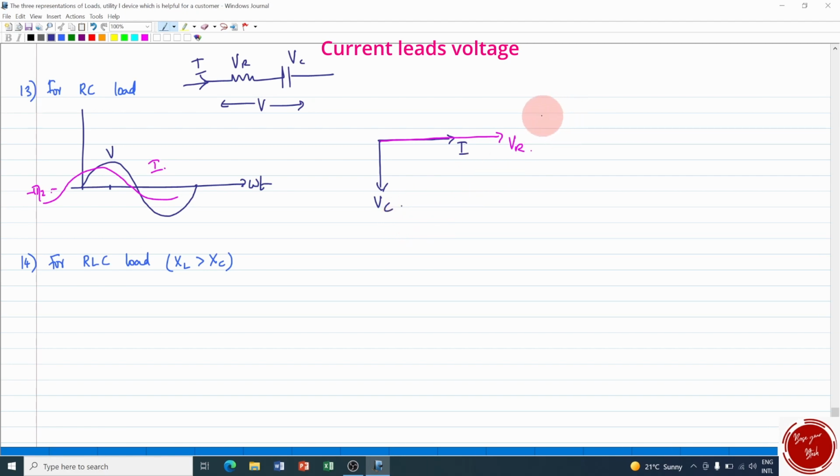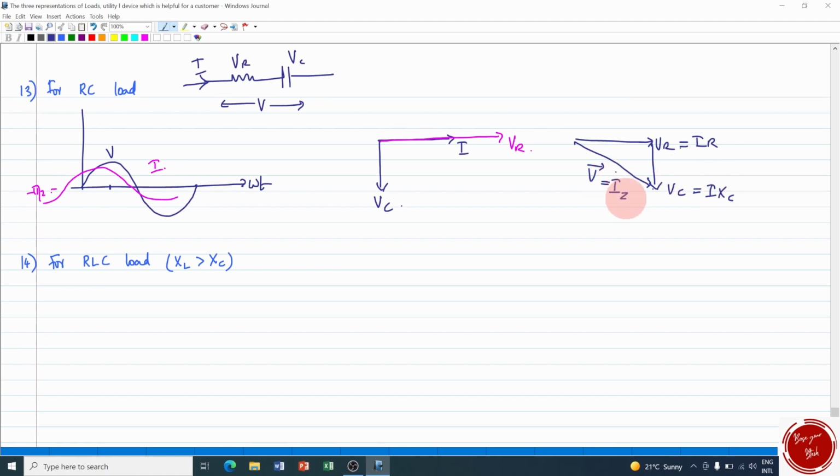And now for adding purpose, for a vector addition, I make it as VR here and VC starting from the head end of VR. So this is VC, and the vector summation or the addition is your V. And now you know that VR is equal to IR and VC is equal to I XC, V is equal to IZ. From this you get the impedance triangle. When you cut off these I values, you have R here and XC going down, and this is the impedance value Z.